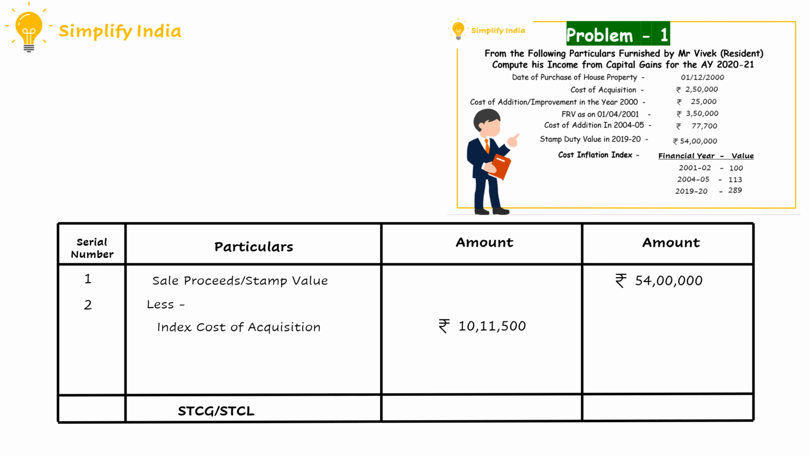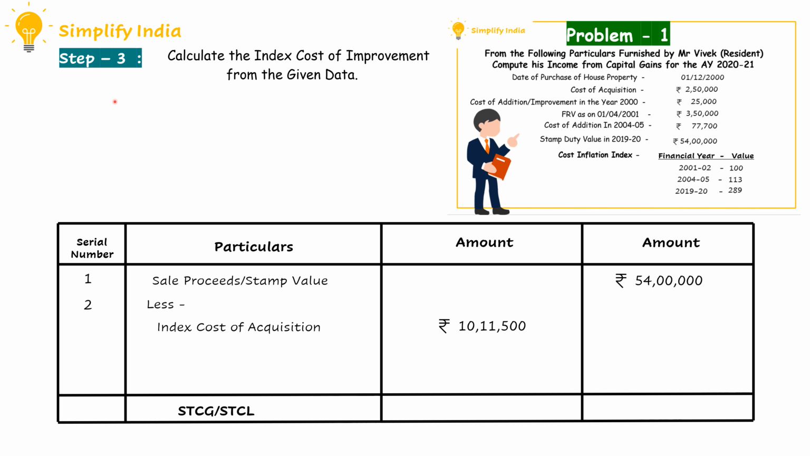Next, cost of improvement. As we know from our previous videos, any improvement made before 1st April 2001 has to be ignored, and only if it is done after 1st April 2001 then it has to be considered. In the given problem we have two additions. First is cost of addition or improvement in the year 2000, so we have to ignore it as it is before 1st April 2001. Next we have cost of addition made in the year 2004-05, which amounts to rupees 77,700. It has to be considered as it has been made after 2001.